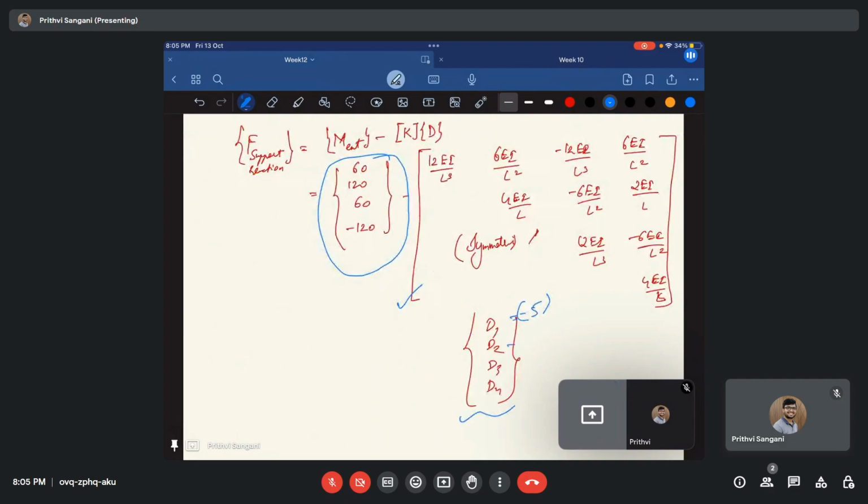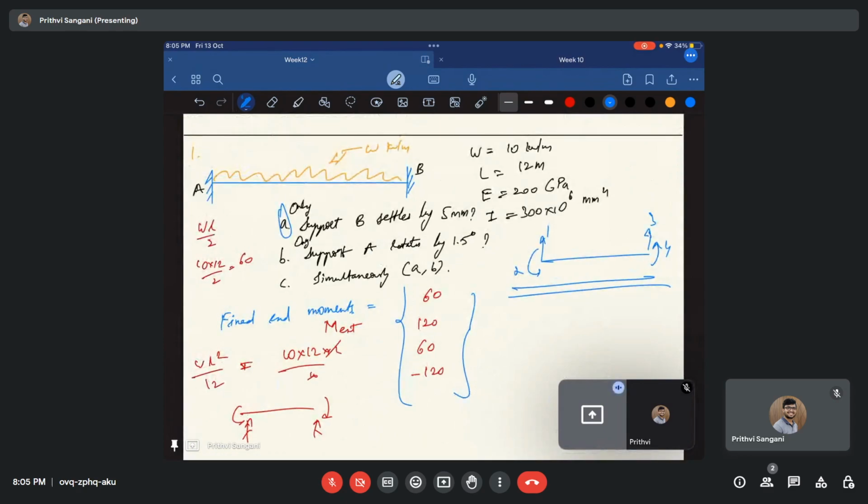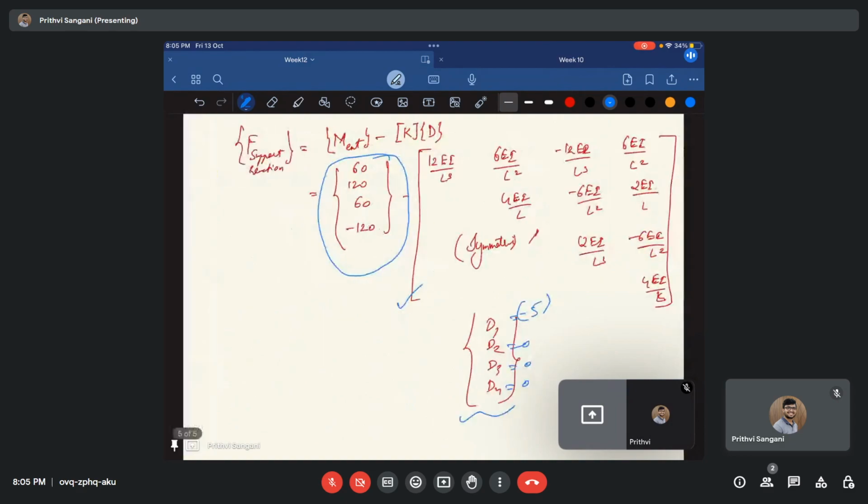D2 will be 0, D3 will be 0, and D4 will be 0. Why? Because those are fixed conditions. So the rotation is 0 because in question 1A, the support is only settling by 5 mm. It's not rotating or doing anything else. So you have 4 unknowns, F1, F2, F3, F4, and you have 4 equations to solve. It is easy to solve, right? You can directly solve it.